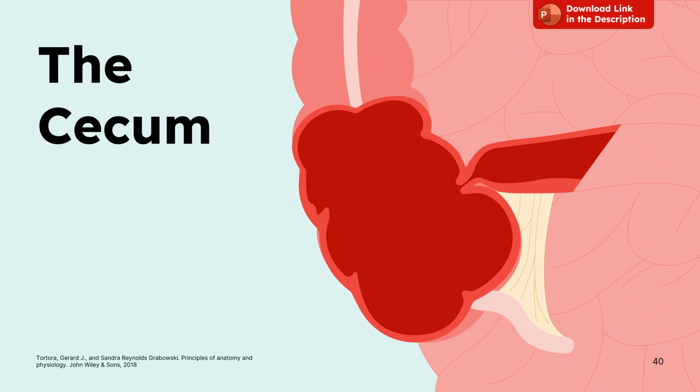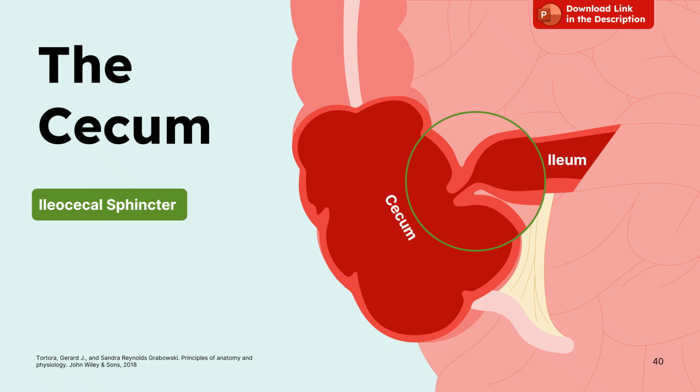The cecum is located at the junction of the small and large intestines. Within the cecum lies the ileocecal sphincter, a muscular valve that prevents the backward flow of ingested material from the cecum into the ileum.